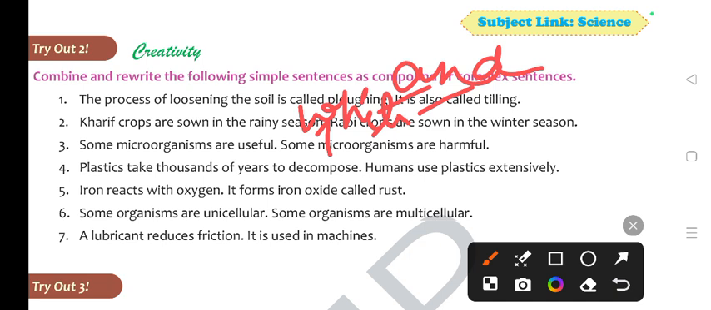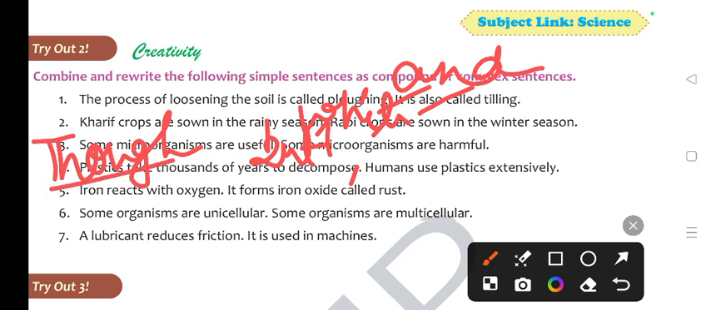Some microorganisms are useful, but some microorganisms are harmful. So this is an example of, you are using a but here. So this is compound sentence. Now, though plastic take thousands of years to decompose, humans use plastics extensively. Because you are starting with though, तो आपको मैंने पहले ही बताया था कि जब आप कभी भी सबॉर्डिनेट या डिपेंडेंट क्लॉज से सेंटेंस स्टार्ट करते हैं तो इनडिपेंडेंट को उसमें ऐड करने के लिए हम कॉमा लगाते हैं.